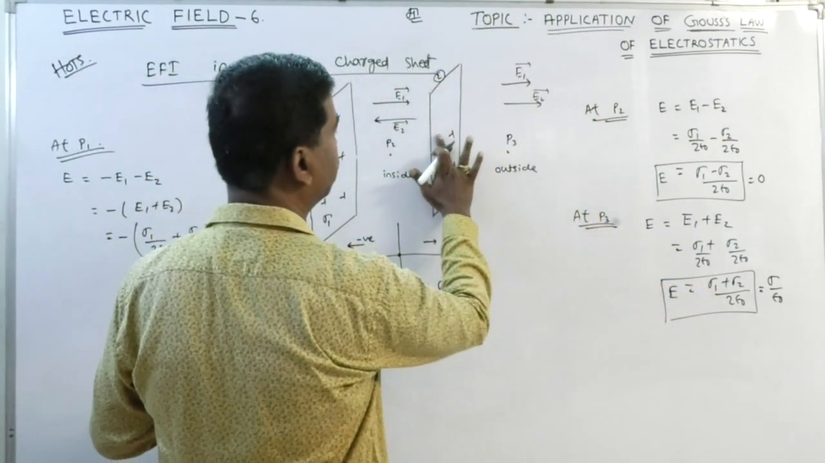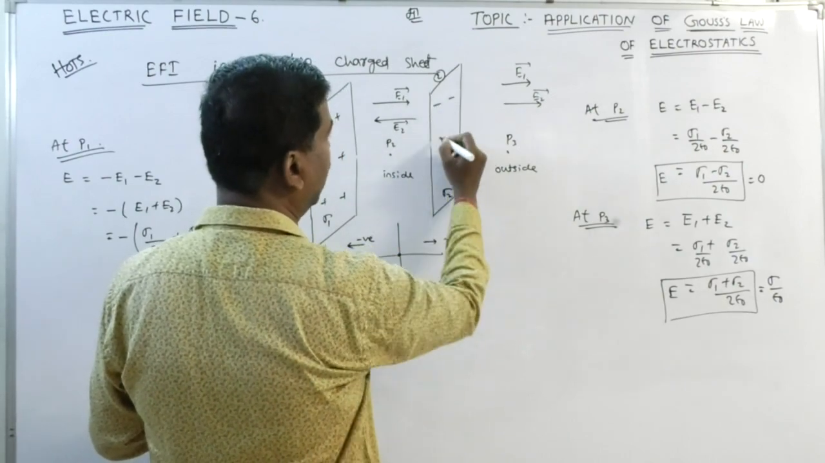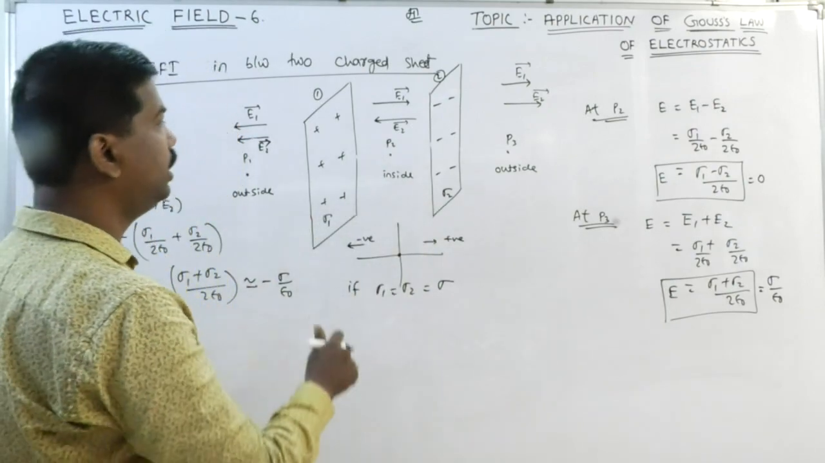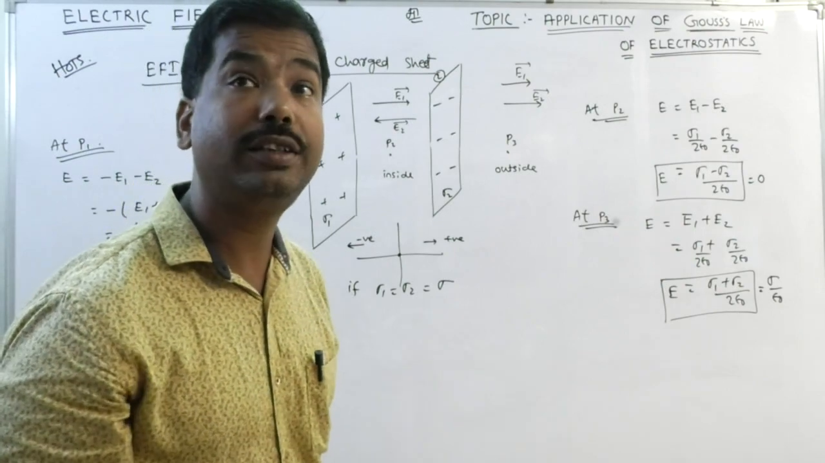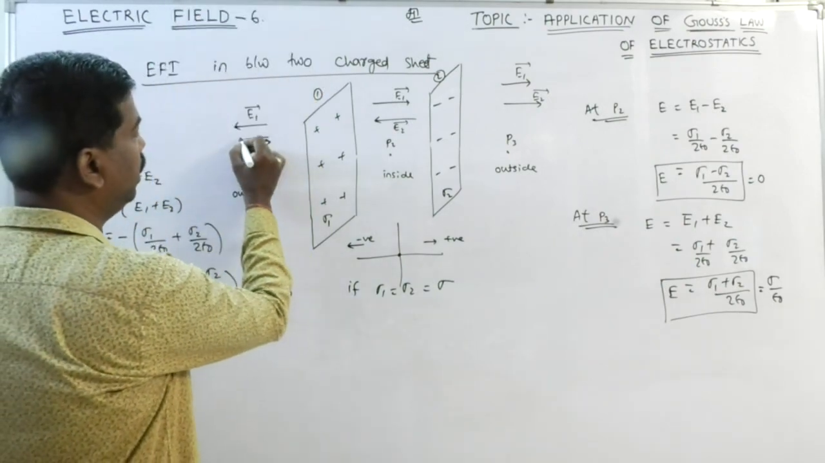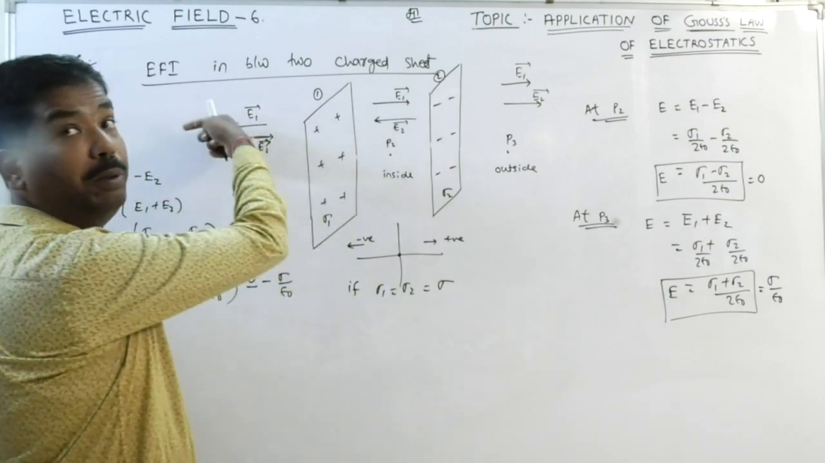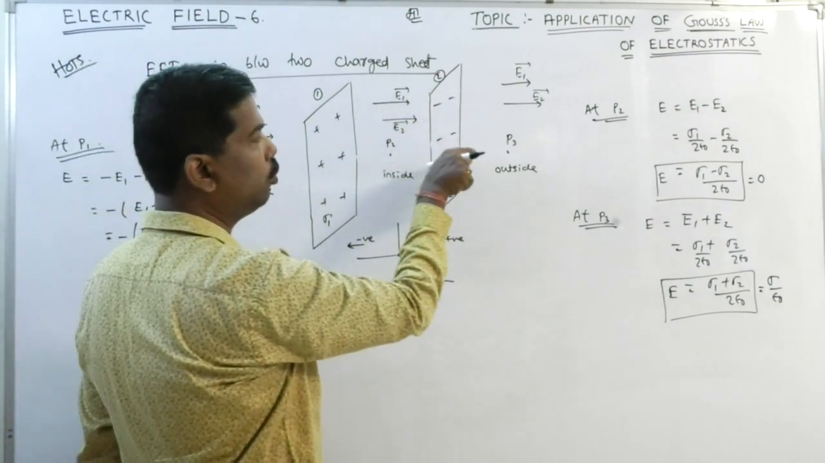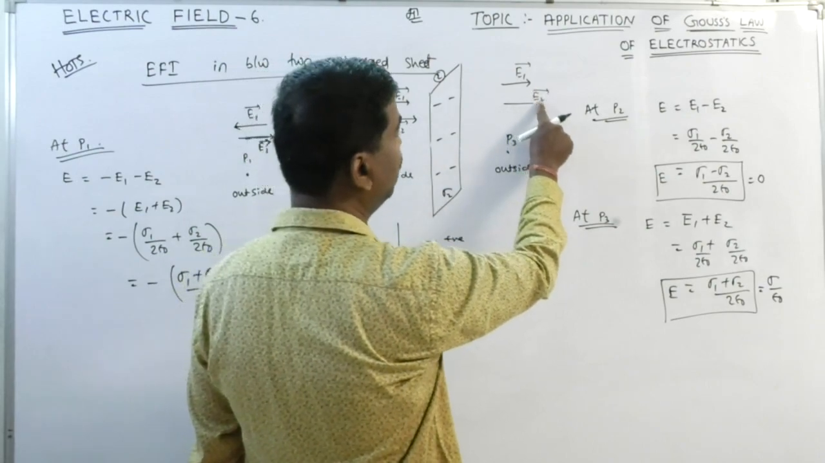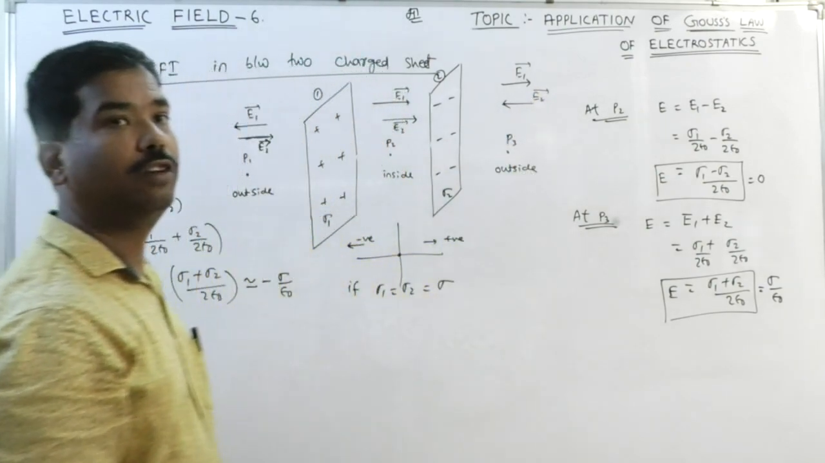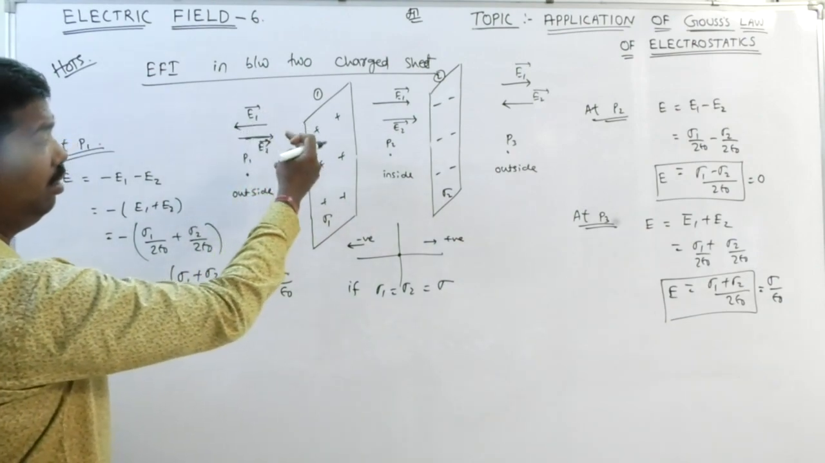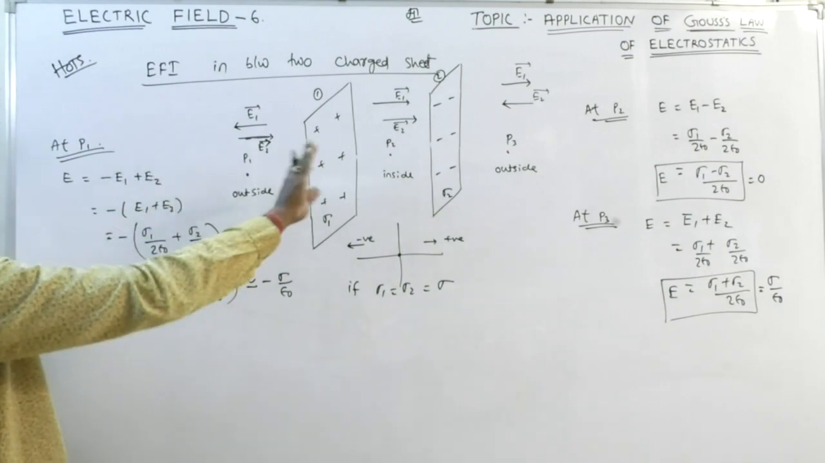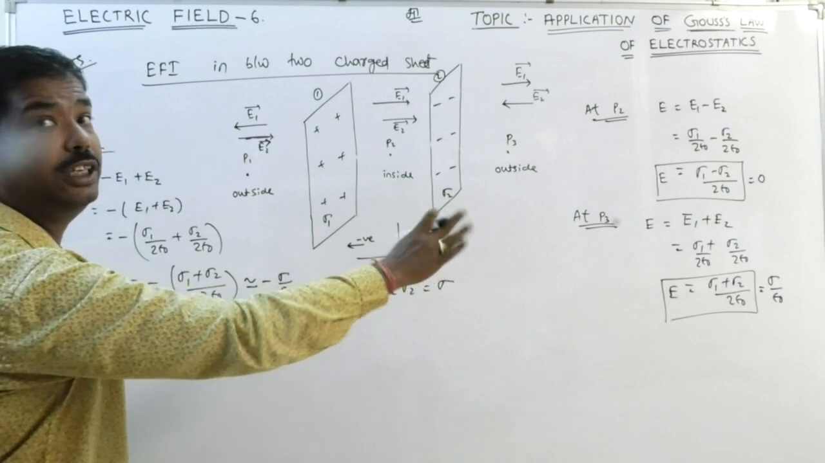Next, sir, if the two plates are oppositely charged, let's see. Let this one be positive and this one negative. Then the electric field moves away from positive charge towards negative. Clear? Then at P1, how much? Minus E1 plus E2, because along that direction, positive x is positive.